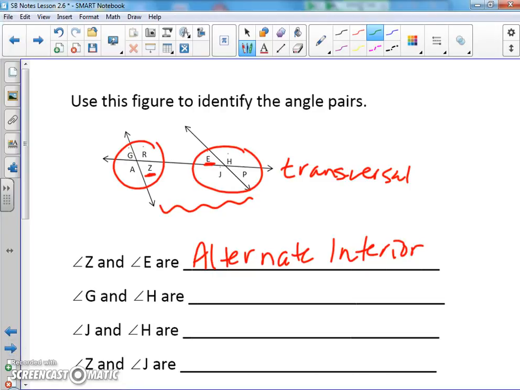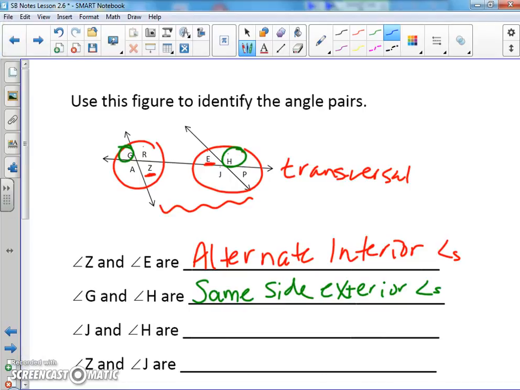Okay, let's look at the next one. We've got G and H. G is right here, and H is here. Since these are both exterior angles and on the same side of the transversal, these will be same side exterior angles.